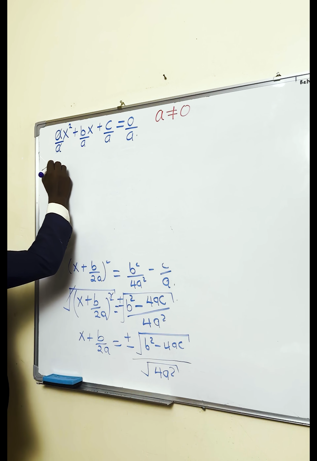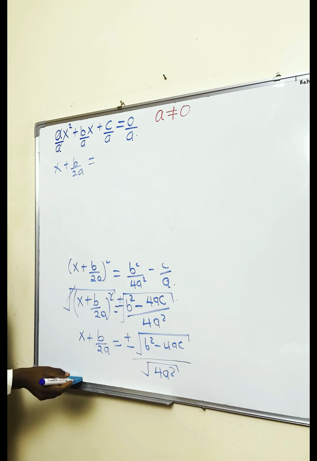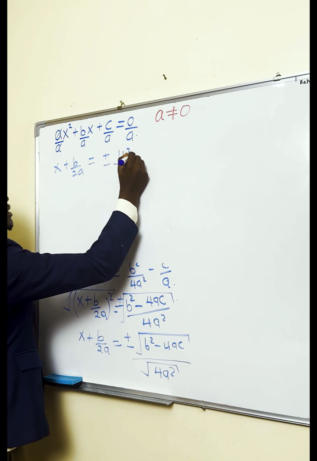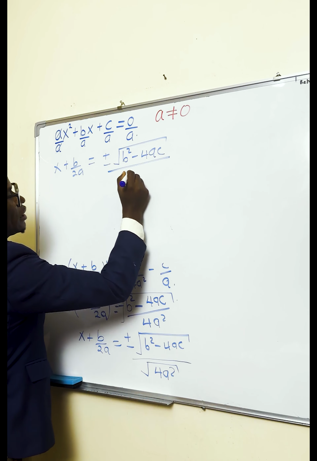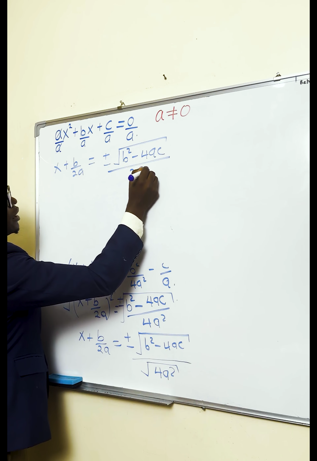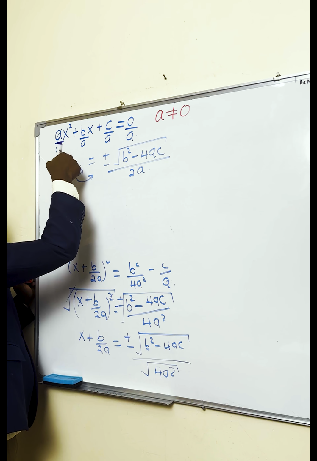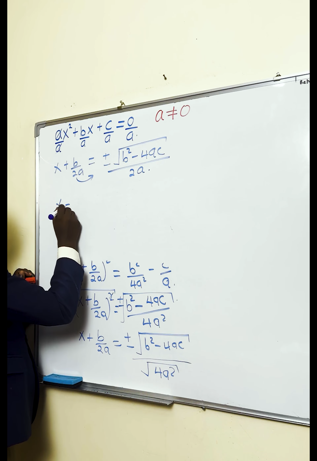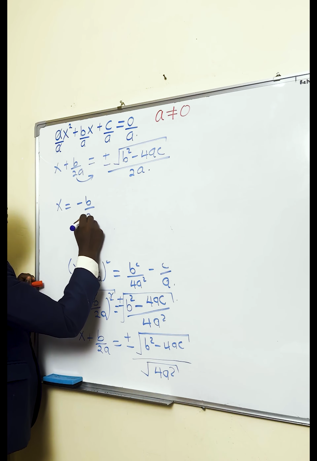Now we shall have x plus b out of 2a, everything is equal to plus or minus the root of b squared minus 4ac, then everything out of the square root of 4a squared, which will give us 2a. So x, I'm going to take plus b out of 2a to the right hand side of the equal sign. Remember, it is positive. When it crosses the equal sign, it is going to be negative.